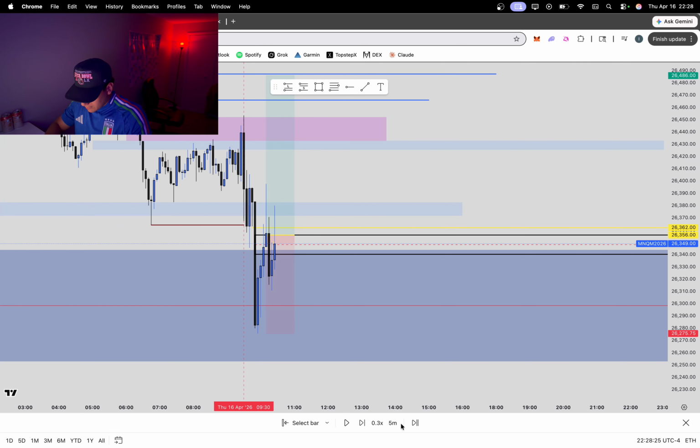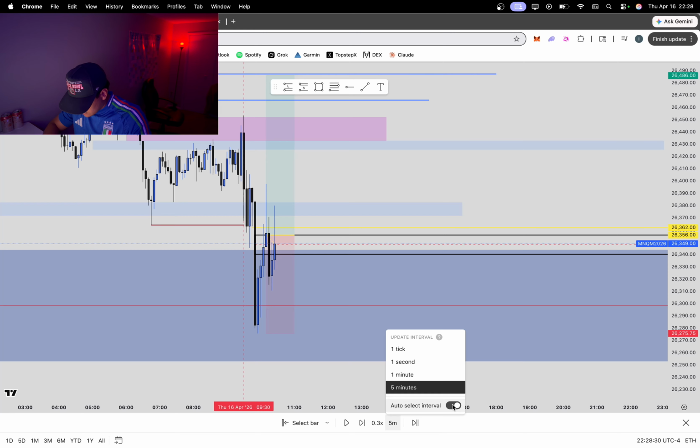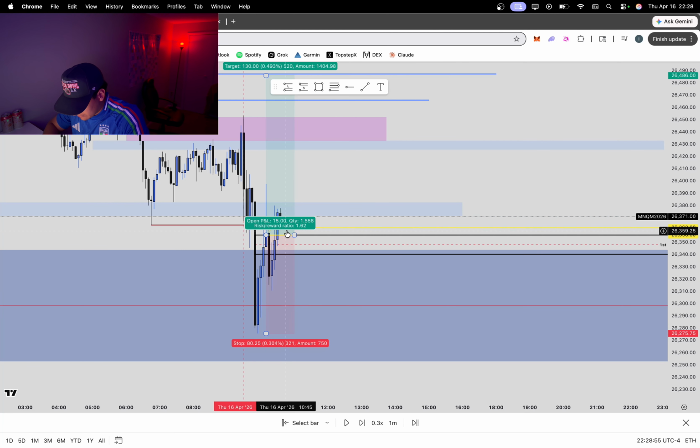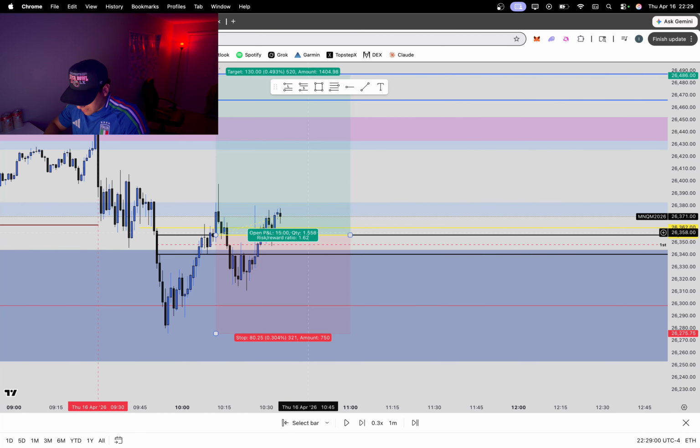So now I'm waiting. Oh, fuck. So now I'm waiting for the 5-minute to close over the fair value gap, just for more confluence, since this is my second trade of the day. Boom. Okay. Right there. So we get a close. And I drop down to the 1 minute.